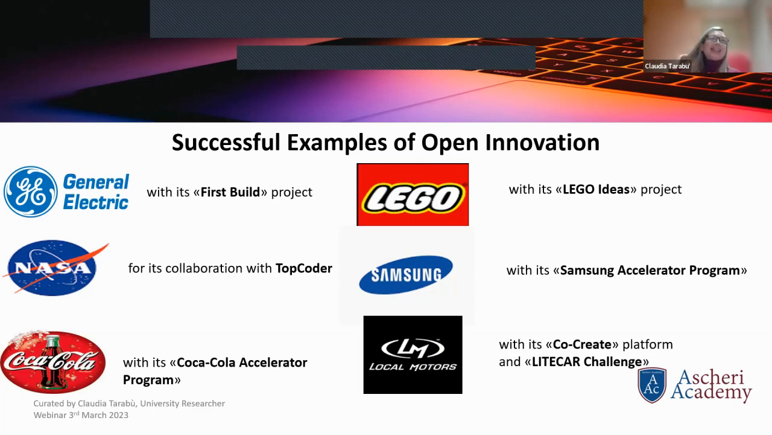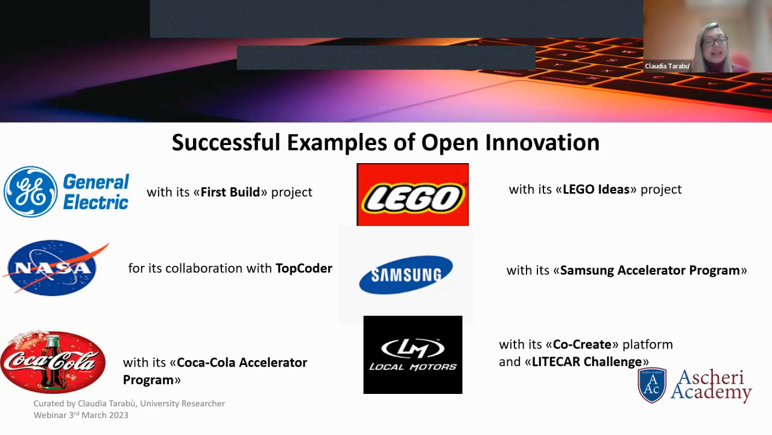There are many other successful and bright examples of open innovation, but I want to quote the most famous, I think. The first case is General Electric with its first big project. With this project, General Electric functioned like a sort of accelerator. It wanted to unite engineers, thinkers, developers, and inventors in order to implement new home appliance products. So a very innovative approach with successful results.